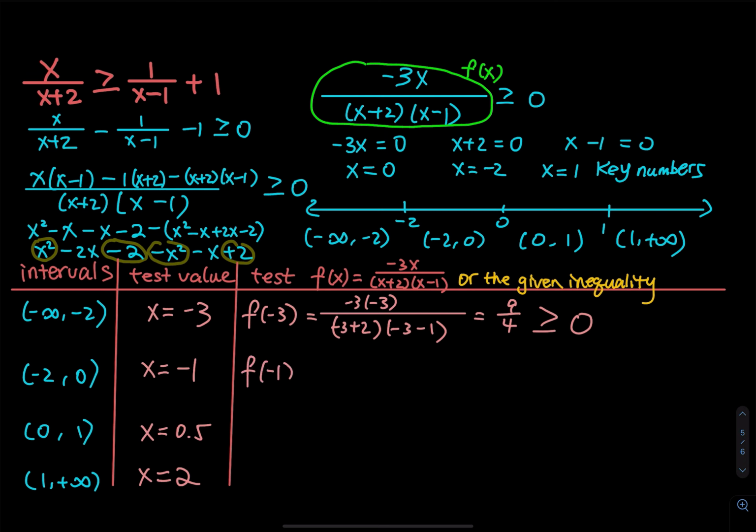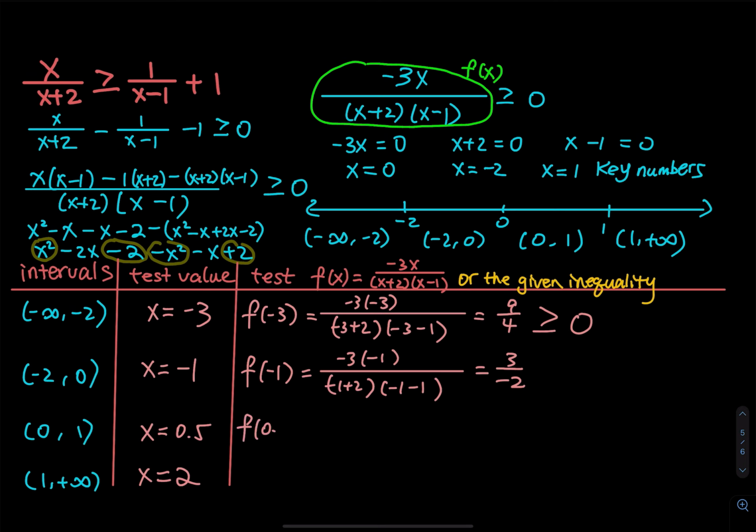And then f of negative 1, you have negative 3 times negative 1 divided by negative 1 plus 2, and then negative 1 minus 1. That one I have 3 over negative 2. This is less than 0. We do not consider that.